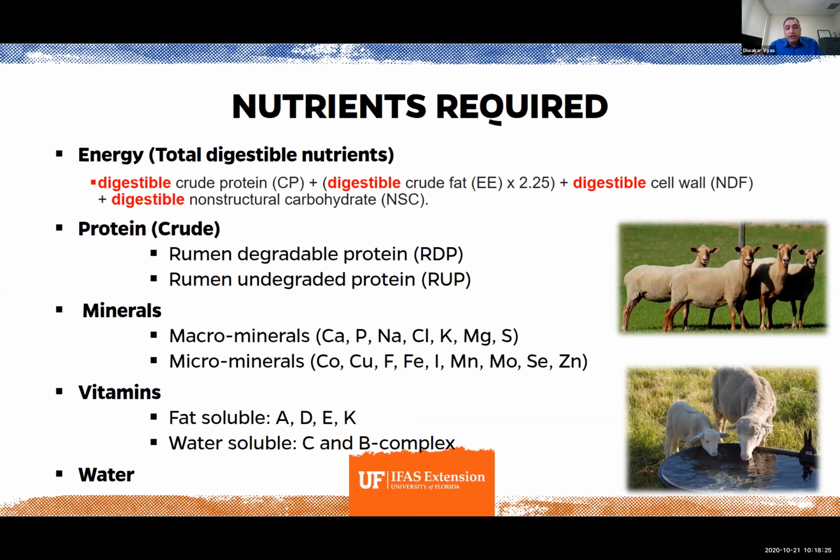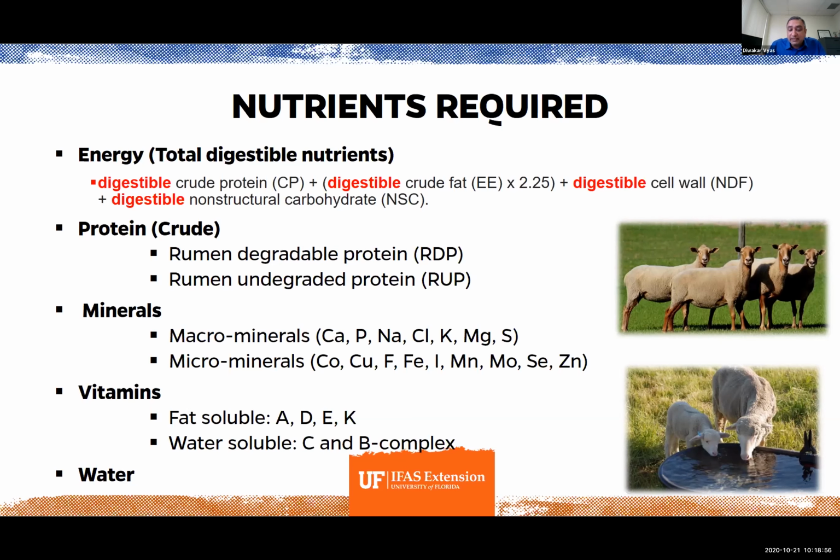Another very important component are minerals, macrominerals like calcium, phosphorus, sodium, chloride, potassium, magnesium, and sulfur, and microminerals like cobalt, copper, iron. Macrominerals are provided in percentages of dry matter, and microminerals are provided in ppm, like milligrams in a kilogram of the diet. Vitamins: fat-soluble vitamins A, D, E, K, and some water-soluble vitamins C and B complex.